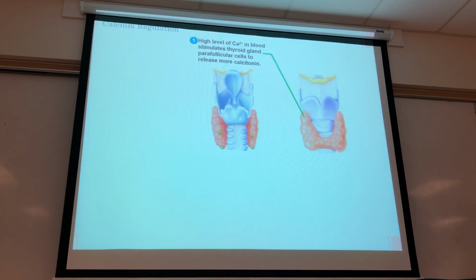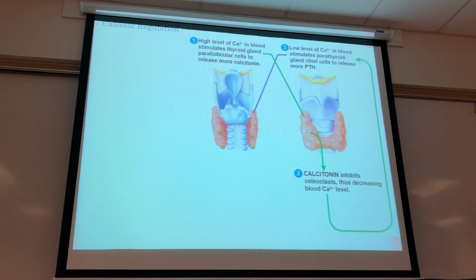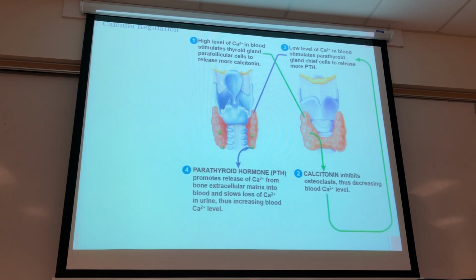Let's take a look again at the pathway. This pathway, again, is just another way of looking at it. High calcium is going to get your calcitonin. Calcitonin will decrease the amount of calcium. Low levels of calcium will stimulate your parathyroids to raise calcium back up. So now you see that antagonistic relationship.